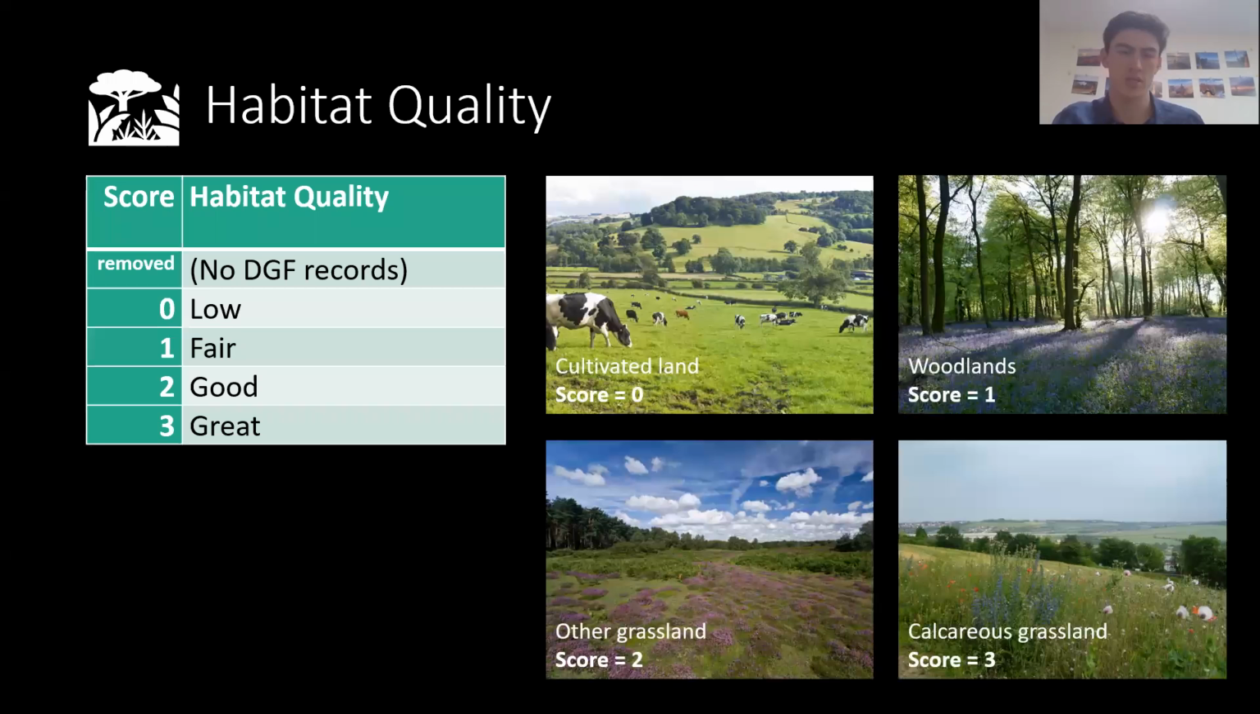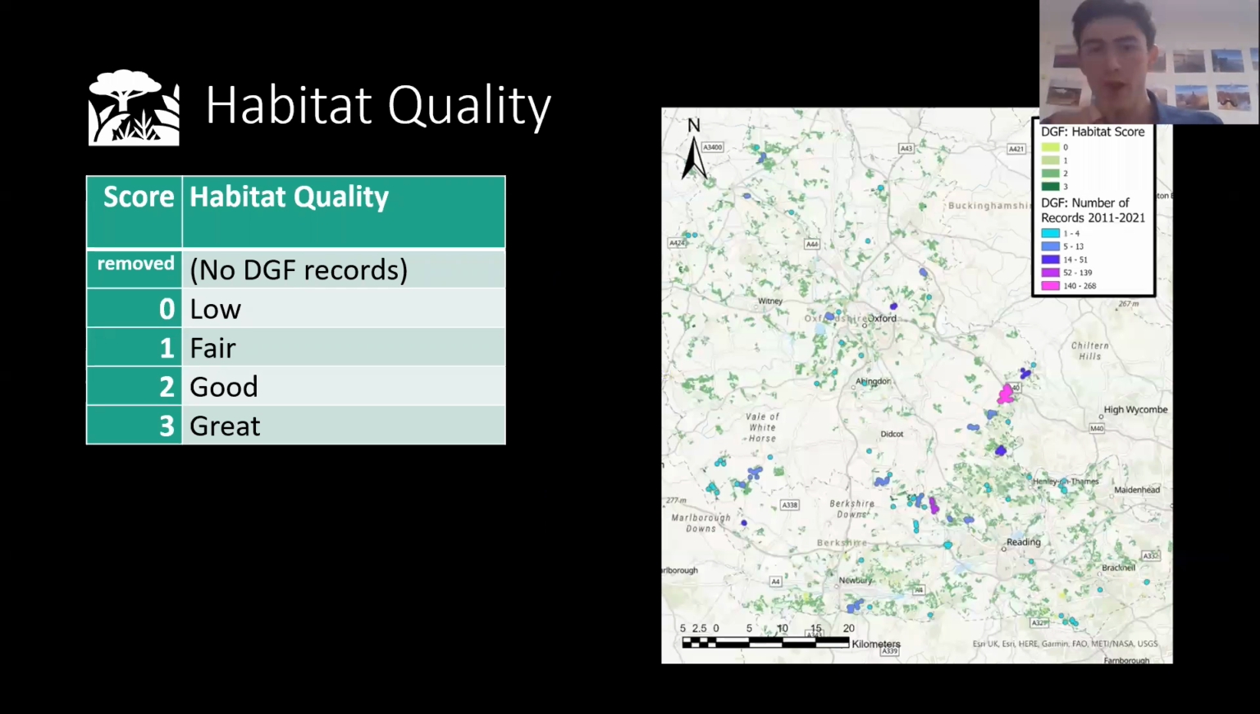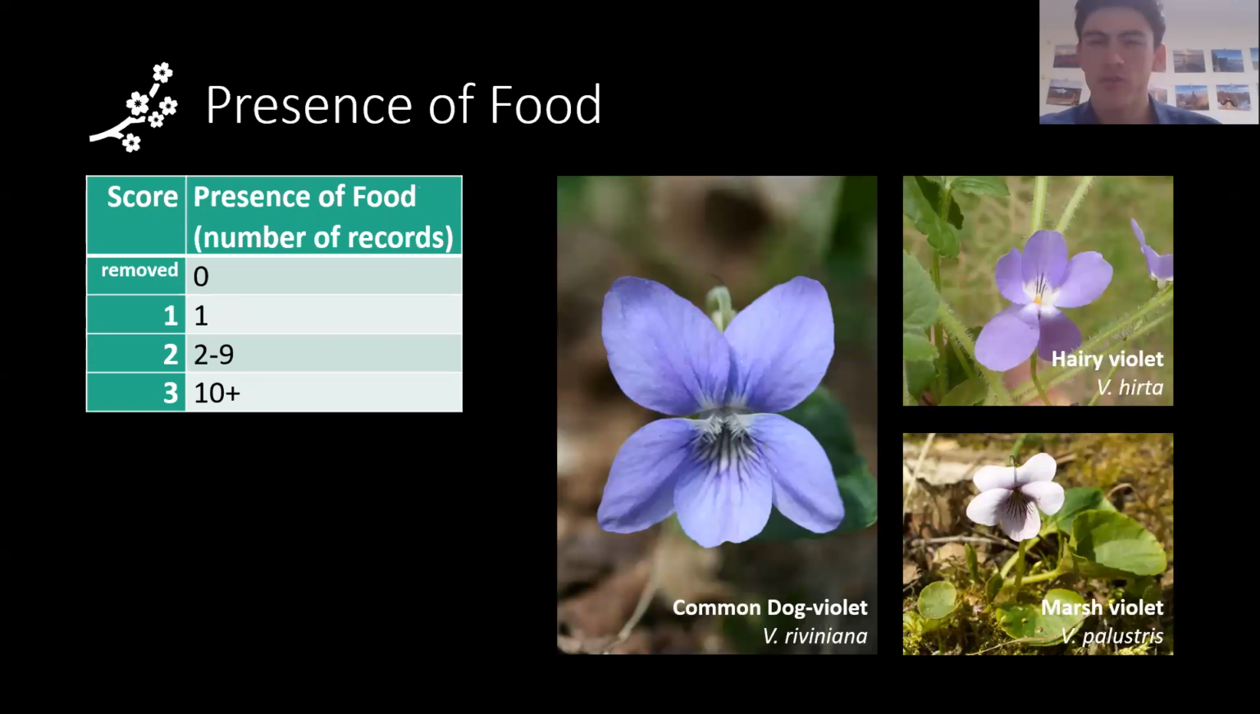First, I limited my sites to habitat types in which the dark green fritillary was observed in the past 10 years. And I assigned a score for habitat quality based on the literature for that species. And that gave me this map of habitats, which you can see here in green, with each patch containing a quality score. I then narrowed these patches down to those that had at least one record of a species preferred food plant in the past 10 years. And I gave more points to patches with more food plants.